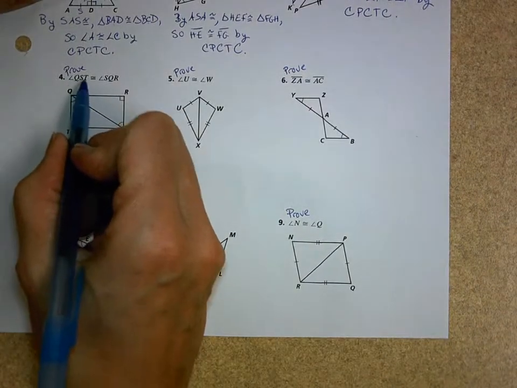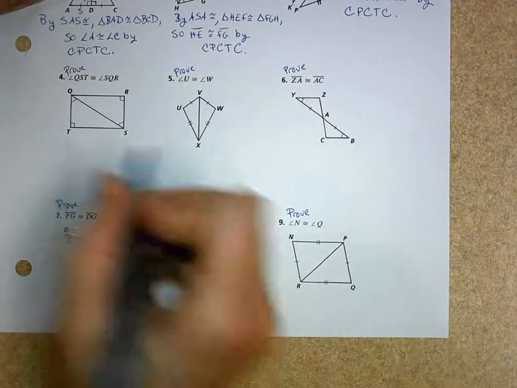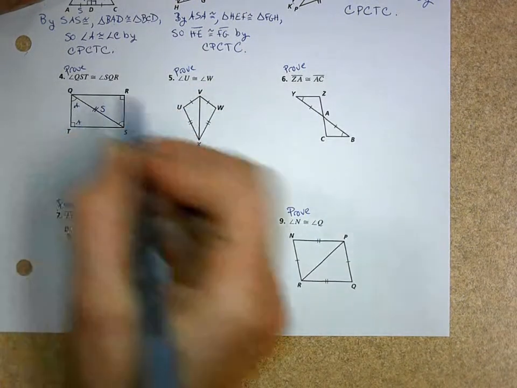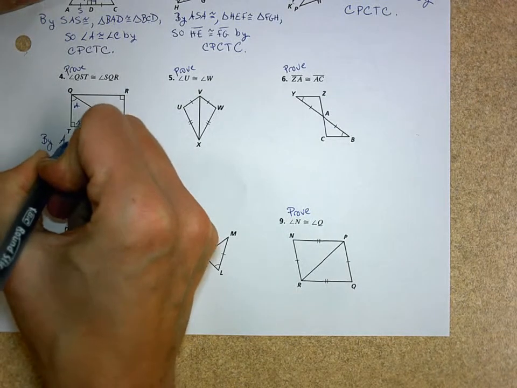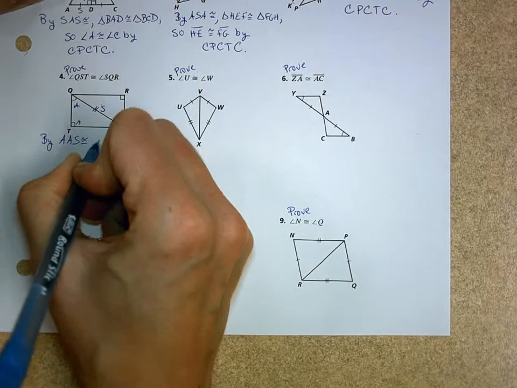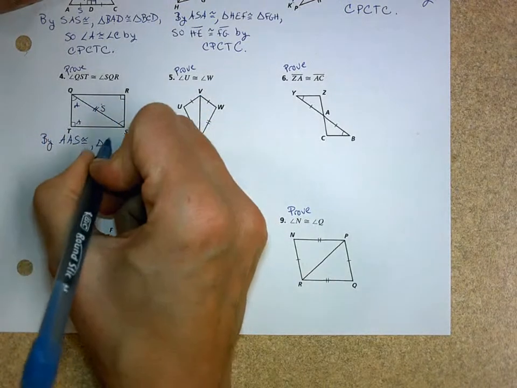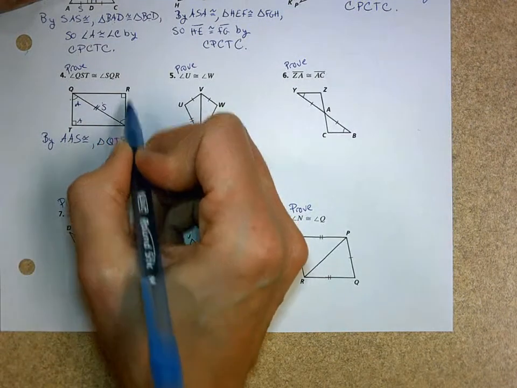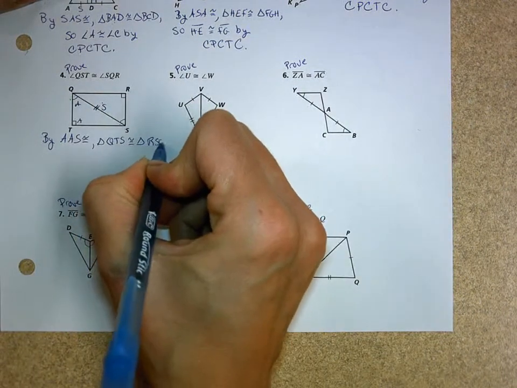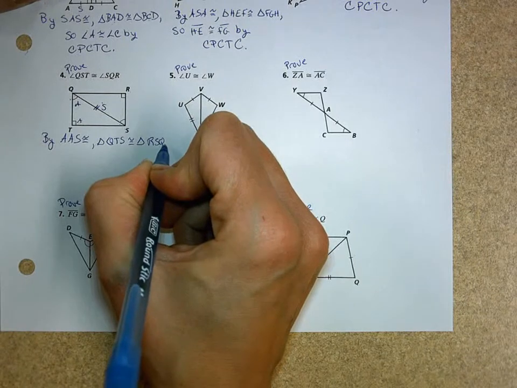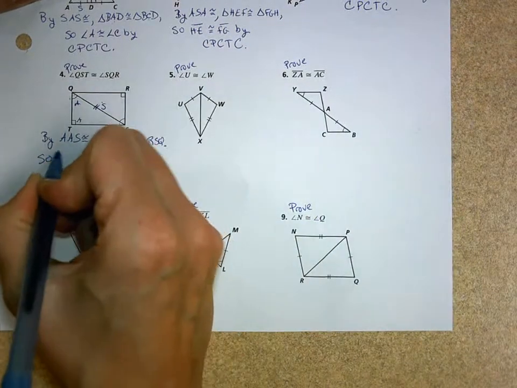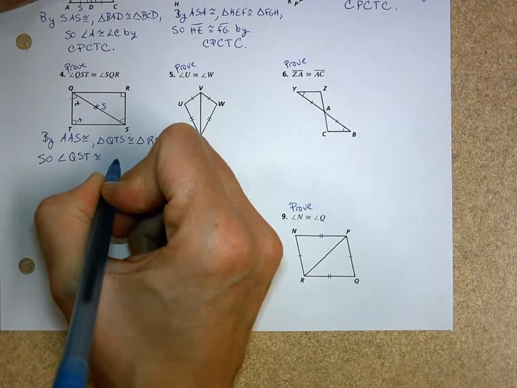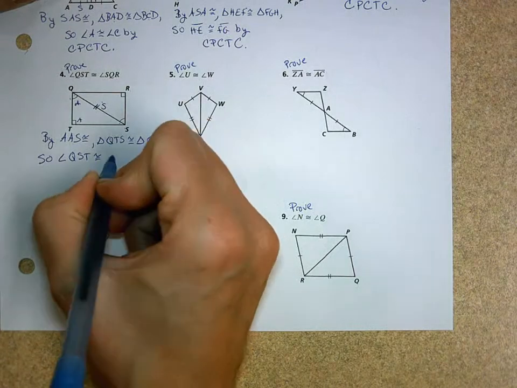I want to prove angle QST is congruent to angle SQR. Well, I have a pair of angles, oh, look, a pair of sides, angle, angle, side. So by the angle, angle, side congruence, triangle QTS is congruent to triangle. If I go QTS, I'm going to have to go RSQ. Got to play our matchy game. So I know angle QST is congruent to angle SQR.